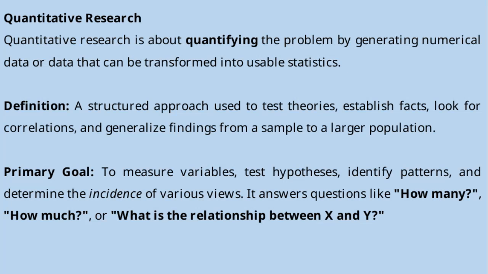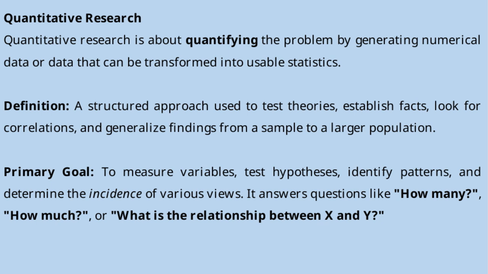Now, let's dive into what we mean by quantitative research. Essentially, it's all about quantifying the problem, transforming data into numbers that we can analyze statistically. This approach helps us measure and understand various aspects of a research problem in a very concrete way. A key point here is that it's a structured method. We use it to test theories, establish facts, and even look for correlations between variables. What's powerful about this is that it allows us to generalize our findings from a sample to a larger population, making our conclusions more widely applicable.